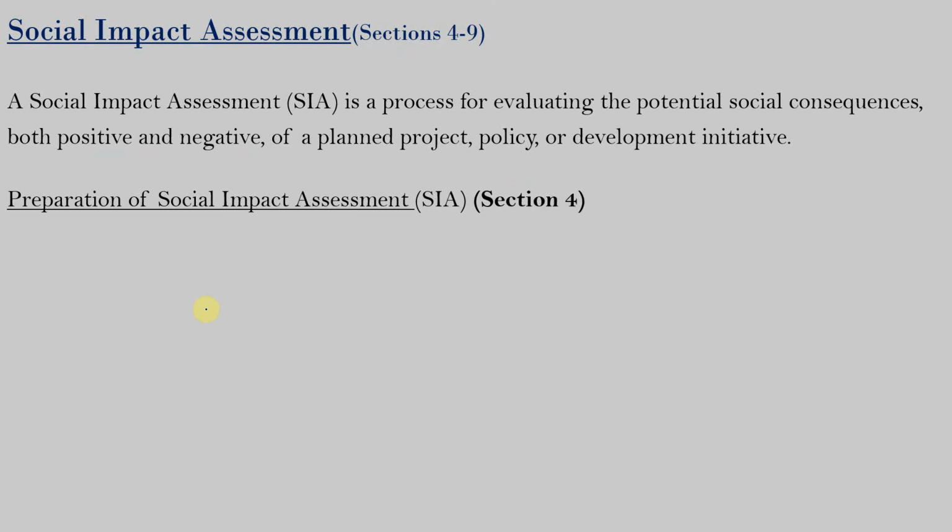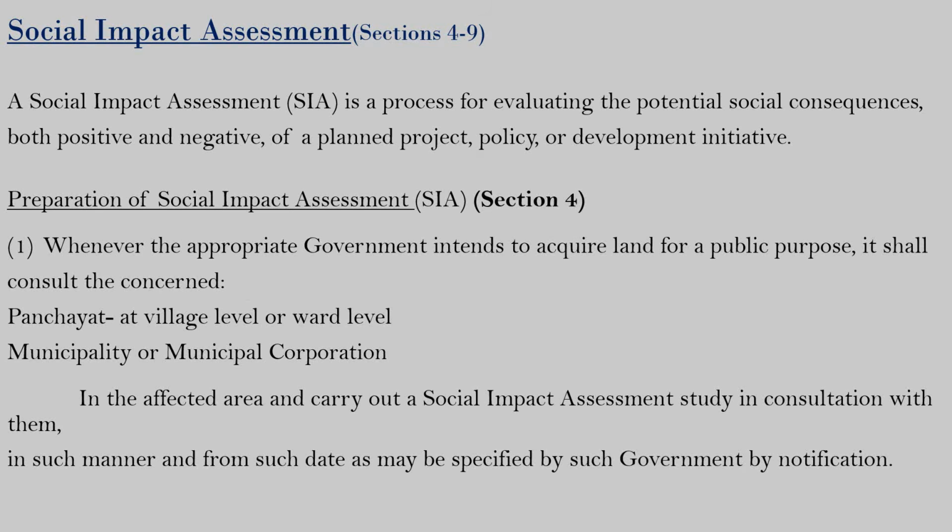Now let us understand the steps involved in conducting the assessment. First is the preparation of social impact assessment. Whenever the appropriate government intends to acquire land for a public purpose, it shall consult the concerned panchayat at village level or ward level, municipality or municipal corporation. So, after identifying the public purpose, that is any circumstance under section 2, subsection 1, that is for strategic purposes or for any infrastructure development, the government shall approach or consult the concerned panchayat or municipality as the case may be.